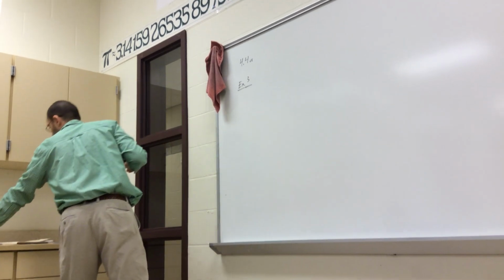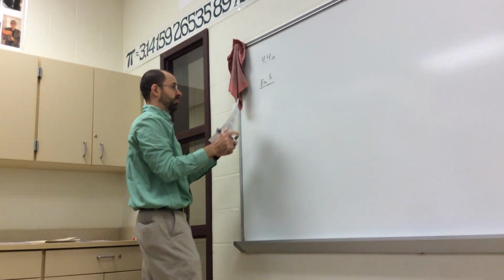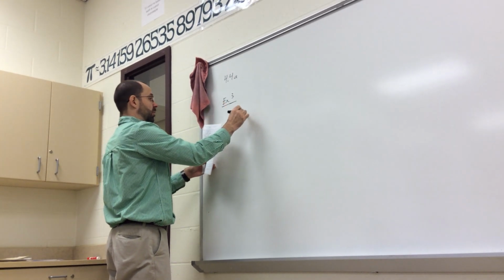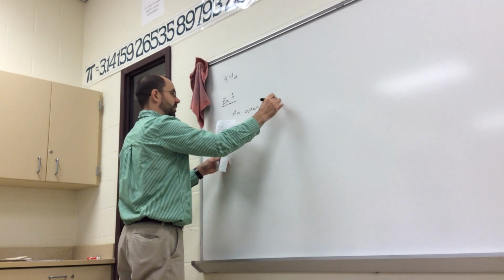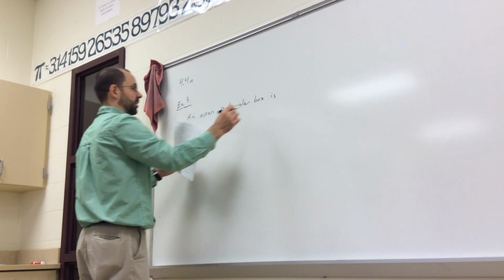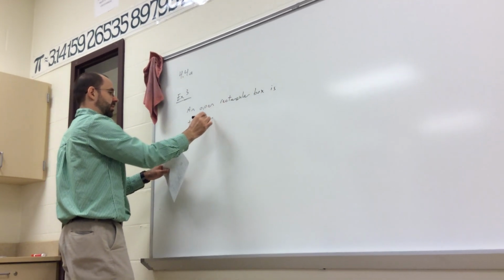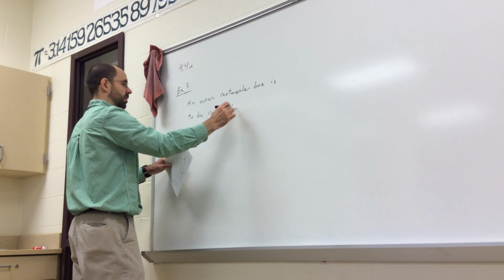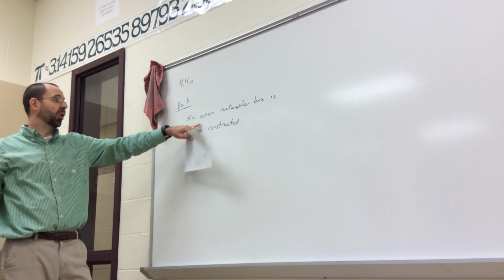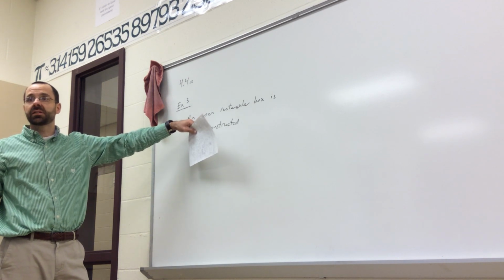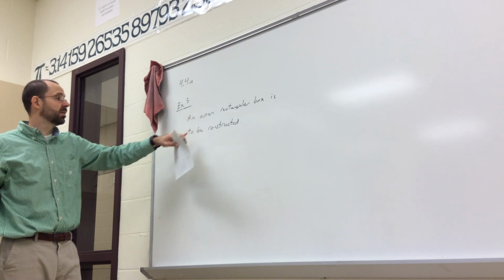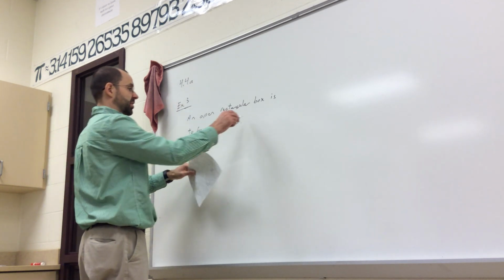Okay, for the last one here, we've got an open rectangular box is to be constructed. So this word open means that there's not a lid on it. There's not a top. Just like the last one, there wasn't a lid. The box has square ends.